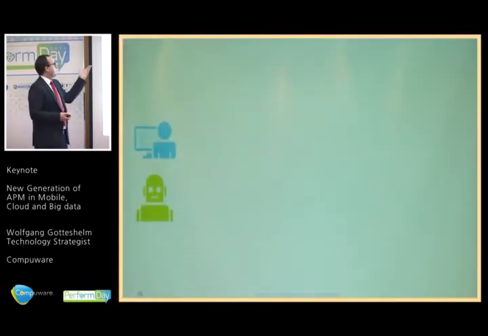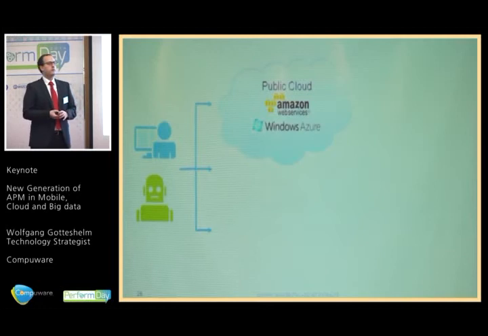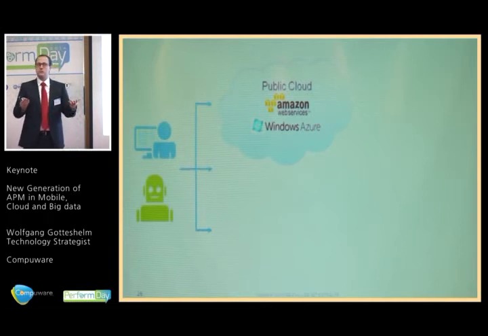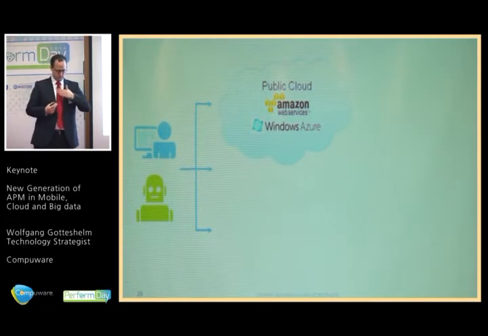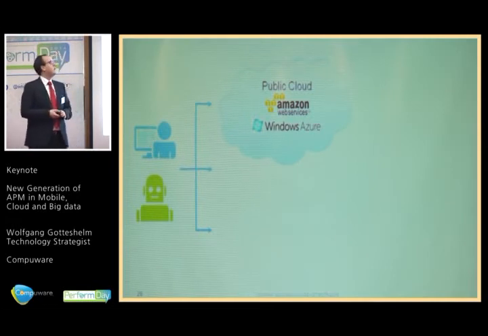So if we look at our users again, we have real users, we have synthetic users, and they access our cloud environment. So usually there are different types of clouds. You have a public cloud, like, for example, Amazon Web Services or Windows Azure. So you pay for infrastructure there to a third-party vendor, and you get infrastructure you pay for.